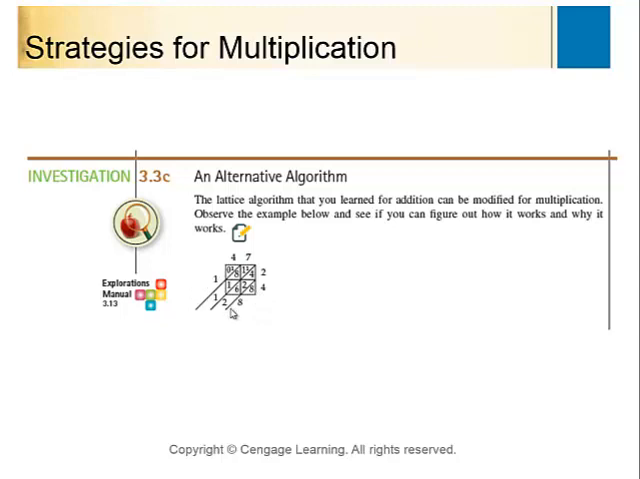So I put my 8 here. I would then add 4, 2, and 6 and get 12. So I put my 2 here, carry my 1, then just add everything in that diagonal, and then my answer would end up being the 1128.